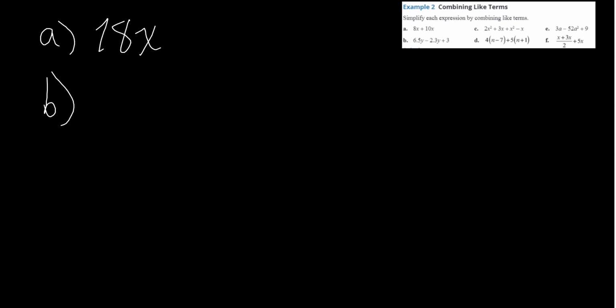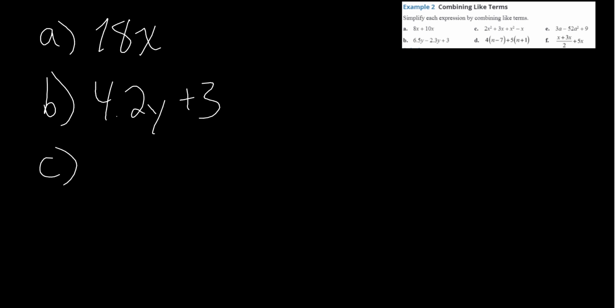B, 6.5y minus 2.3y plus 3. Okay, so the only like terms here are the ones with a y. So we're going to say 6.5 minus 2.3, so that's 4.2, plus 3. So 4.2y plus 3.